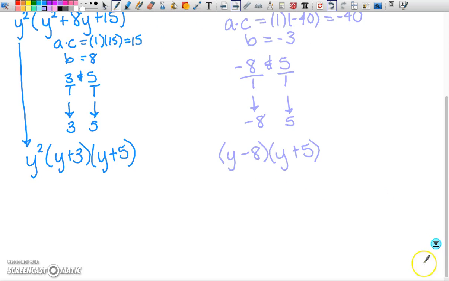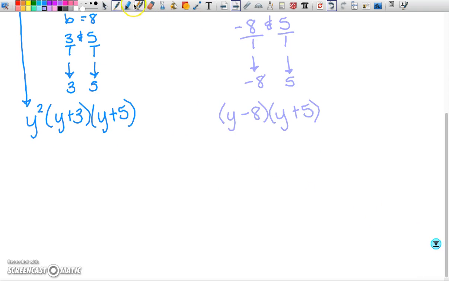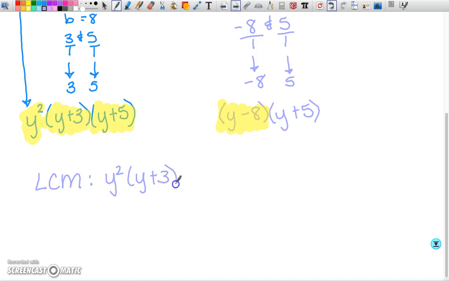So now what we need, the least common multiple, is going to be made up of one piece of everything. The only one that actually repeats, you'll notice, is this y plus 5. So our least common multiple is going to be y cubed, y plus 3, y plus 5, and y minus 8. We don't need to put that second y plus 5 in there because we're going for the least common multiple, so we don't include anything more than once. So your least common multiple is y squared, y plus 3, y plus 5, and y minus 8.